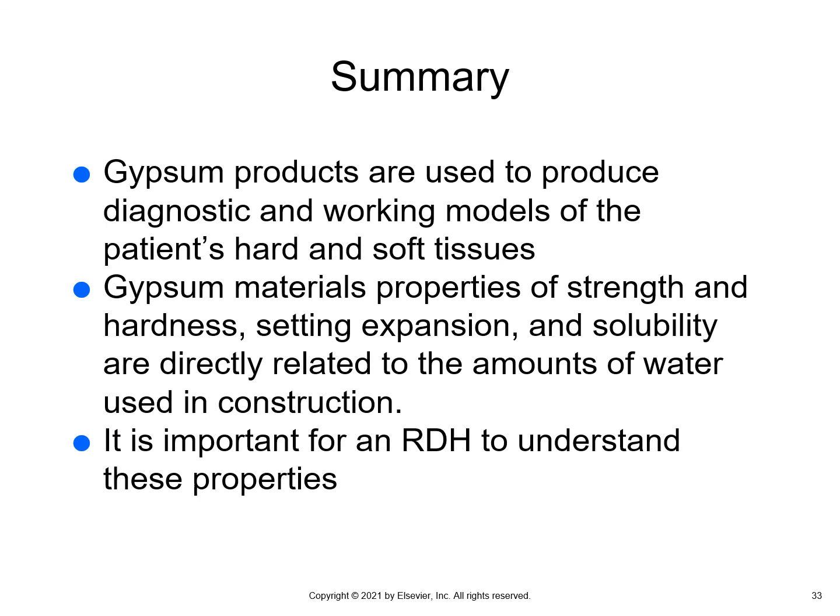So in summary, gypsum products are used to produce diagnostic and working models of the patient's hard as well as soft tissues. Gypsum materials' properties of strength and hardness, setting, expansion, and solubility are directly related to the amounts of water used in construction, and it is very important for an RDH to understand these properties so that we can make good study models or models for bleach trays, night guards, fluoride trays for our patients.